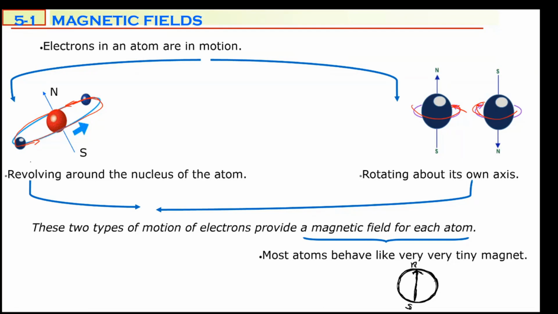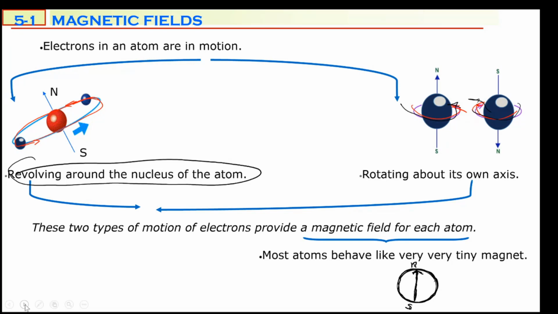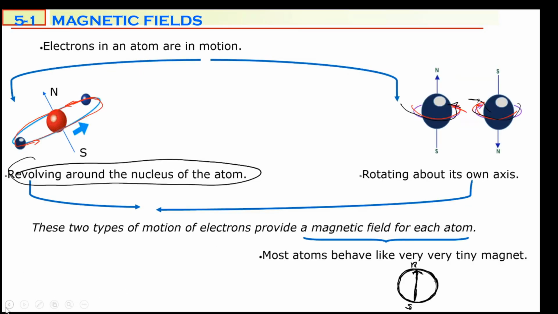One motion is electrons revolving around the nucleus, just like planets revolving around the sun. The second is electrons spinning about their own axis, just like the planets spin or rotate about their own axis. That's why most atoms behave like very tiny magnets with N pole and S pole. There are billions of atoms, of course. This is just for one atom.